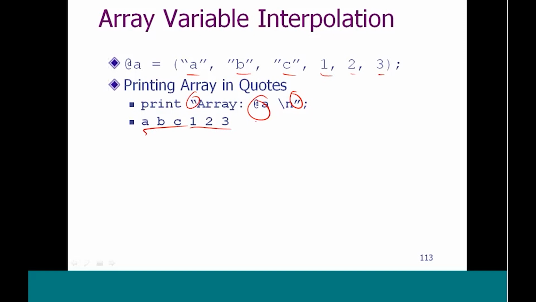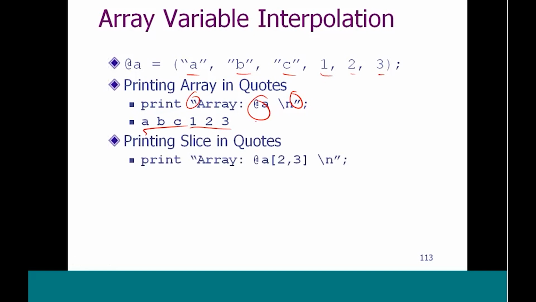So that's why it prints out A, B, C, and 1, 2, 3. When we use a slice, here it's 2, 3. You know that this is index 0, 1, 2, 3, 4, 5. So now what it prints out is C and 1, which is the correct thing for index 2 and 3.